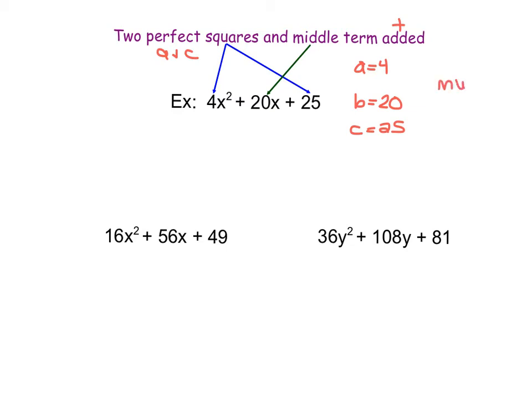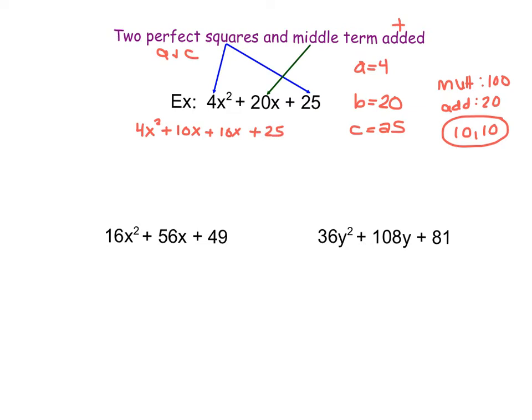I'm going to start by multiplying A times C, 4 times 25, which is 100. Then I'm going to take my B value, which is 20. So I need two numbers that multiply to 100 and add to 20. As I start thinking about the factors of 100, I notice that 10 plus 10 gives me 20, and 10 times 10 gives me 100. So I'm going to rewrite this as 4x squared plus 10x plus 10x plus 25.